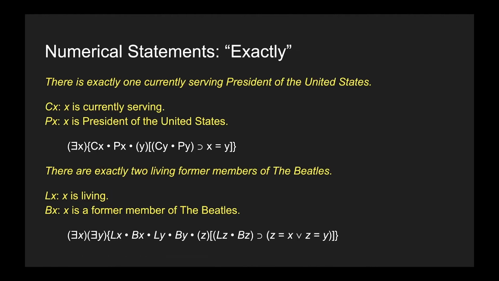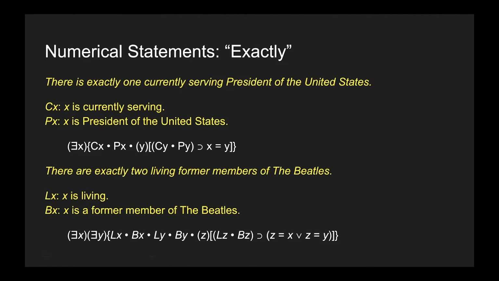I think you can guess what the next slide is going to be. We've talked about at most statements, we've talked about at least statements, but what if we have an exact number of objects? So that's what we have here in this first statement. There's exactly one currently serving president of the United States. We're going to need a couple of predicates. We're going to need something like CX, X is currently serving, and let's let PX stand for X is president of the United States. This statement does commit us to the existence of something. It says there exists something that is currently serving and the president. That's what says there is actually a currently serving president.